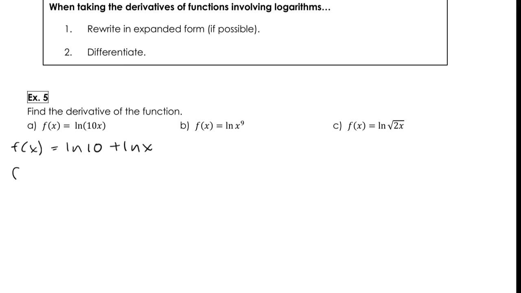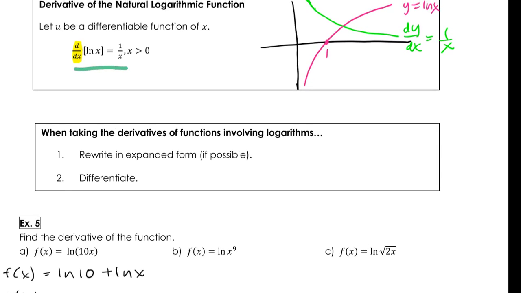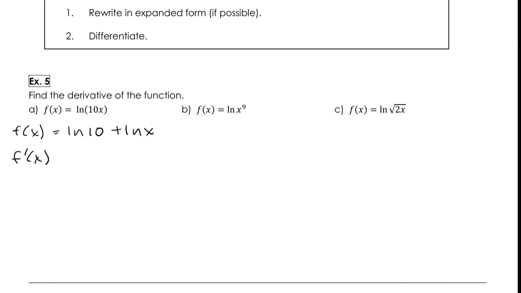When I go to take the derivative, natural log of 10 would be a number. If we typed it in our calculator, we could find out what that is. That is just a number, and the derivative of a number is 0. The derivative of natural log of x, we learned up above, is just 1 over x. So this problem, even though natural logs seem confusing sometimes, is just 1 over x. Okay, going on to the next one.